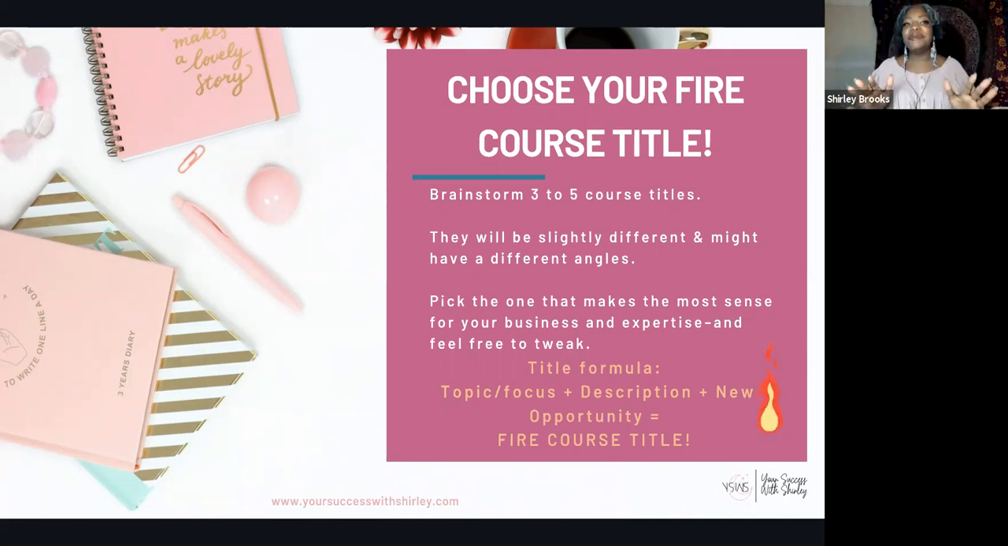So now it's time, even though you might have already thought of a title, now is the time to actually pick 3 to 5 course titles that could be slightly different, but might have different angles. After you've done that, you're going to pick the one that makes the most sense for your business and your expertise. And then, if you need to, you'll tweak it. You might not map all of that out here, but I do want you to have the formula. The formula for a fire title is to have your topic and focus plus your description plus the opportunity to create the fire course title.